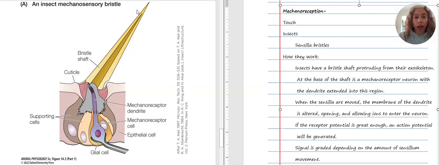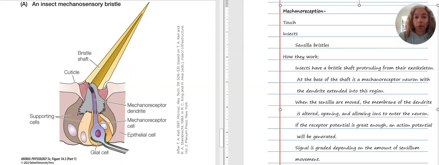Insects have a bristle shaft protruding from their exoskeleton, seen here. And at the base of that shaft down here is a mechanoreceptor neuron with the dendrite extended into this region. When the sensilla are moved, the membrane of the dendrite is altered, opening it and allowing ions to enter the neuron, stimulating a receptor potential. If the receptor potential is great enough, an action potential will be generated.